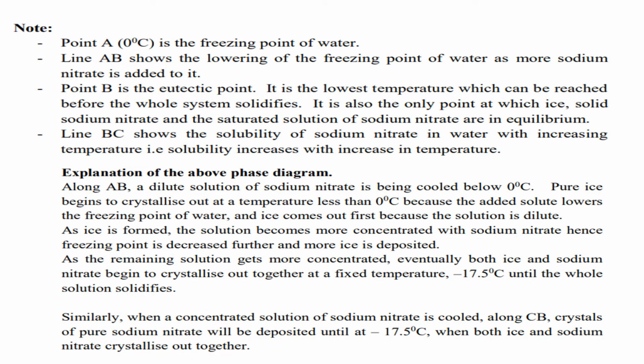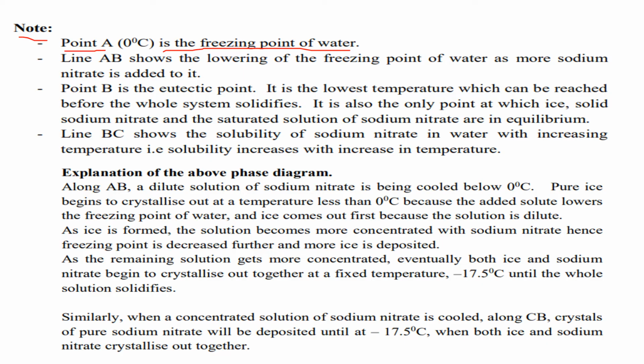Now for this slide, we have given a note, and we are saying that point A. Now if you look at your graph, we are saying that point A is 0 degrees Celsius, and this 0 degrees Celsius is always the freezing point of pure water. And we are saying line AB. Line AB shows variation of freezing point as composition of the substance is being increased. So we are saying that line AB shows the lowering of the freezing point of water as more sodium nitrite is added to it.